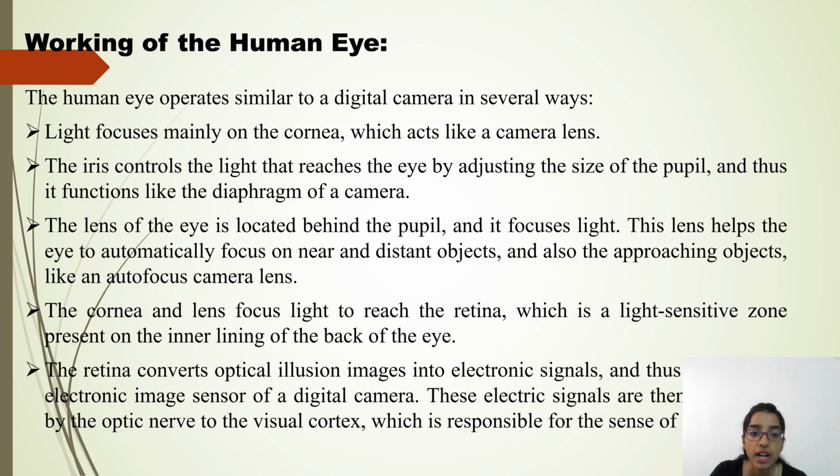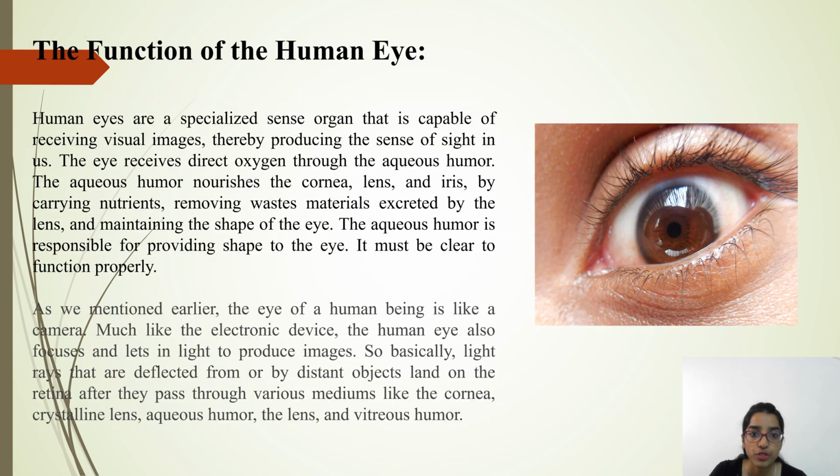This lens helps the eye to automatically focus on near and distant objects and also approaching objects, like an autofocus camera lens. The cornea and lens focus light to reach the retina, which is a light sensitive zone present on the inner lining of the back of the eye. The retina converts optical images into electrical signals, like the electronic image sensor of a digital camera. These electrical signals are carried by the optic nerve to the visual cortex, which is responsible for the sense of sight. Function of the human eye.